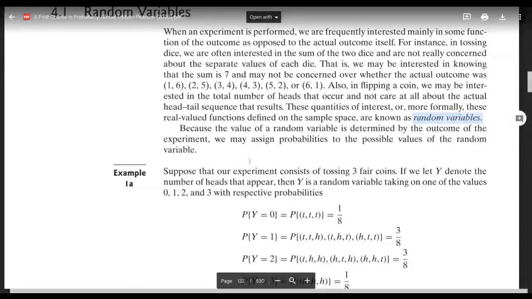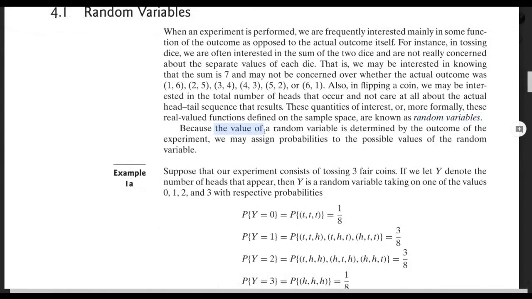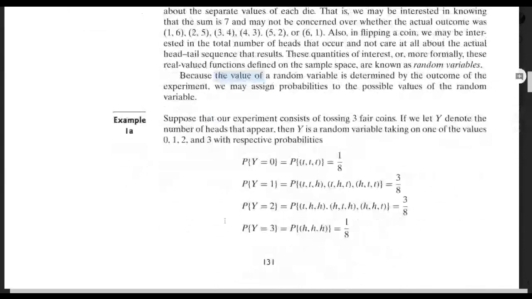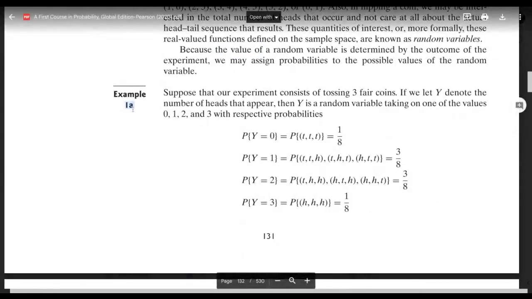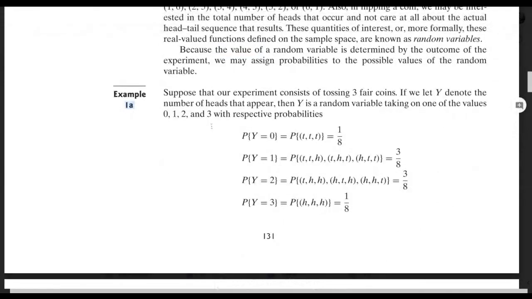That's because the value of a random variable is determined by the outcome of the experiment. We may assign probabilities to the possible values of the random variable. Okay, let's see. Example 1a. Suppose that our experiment consists of tossing 3 fair coins. Why do we say fair coins? Because some coins may not be fair. Fair means we get a 50% chance of landing on head and a 50% chance of landing on tail.